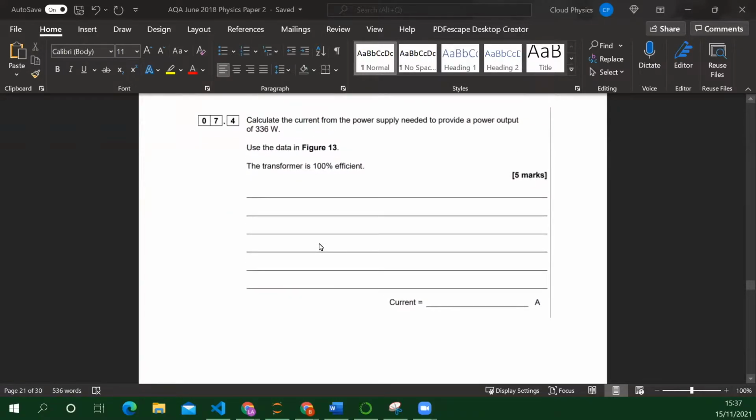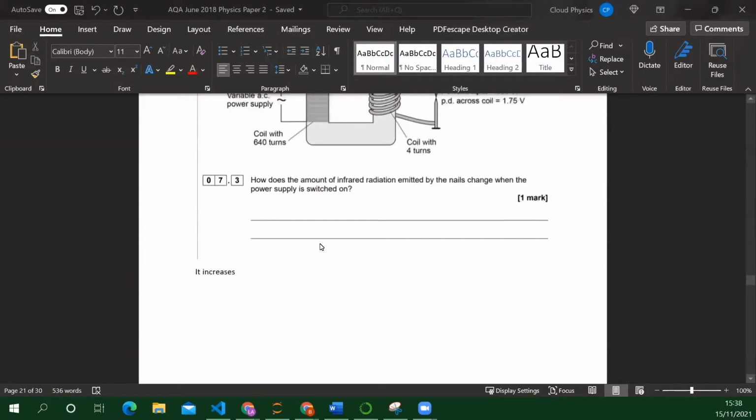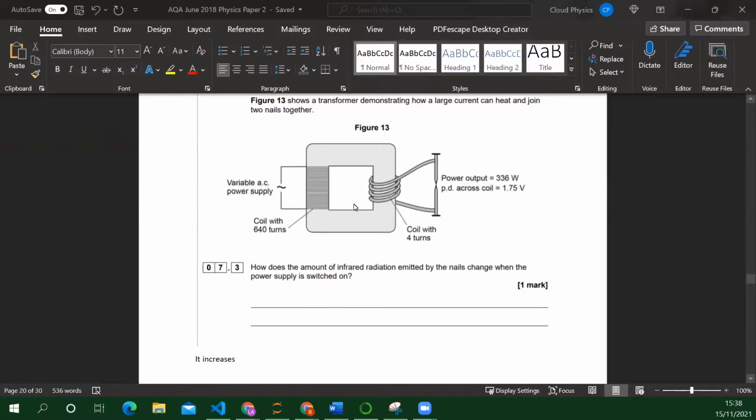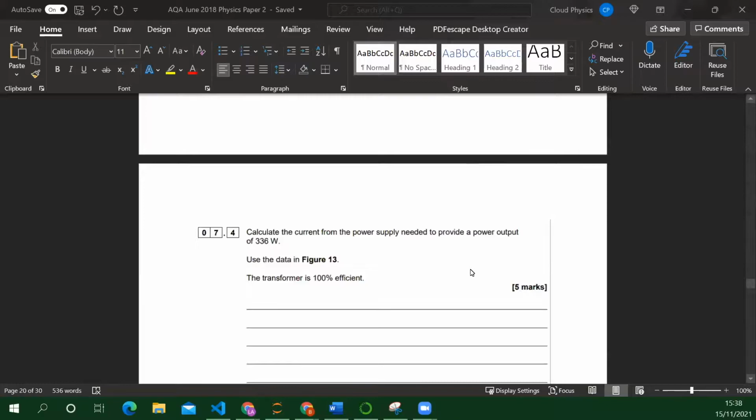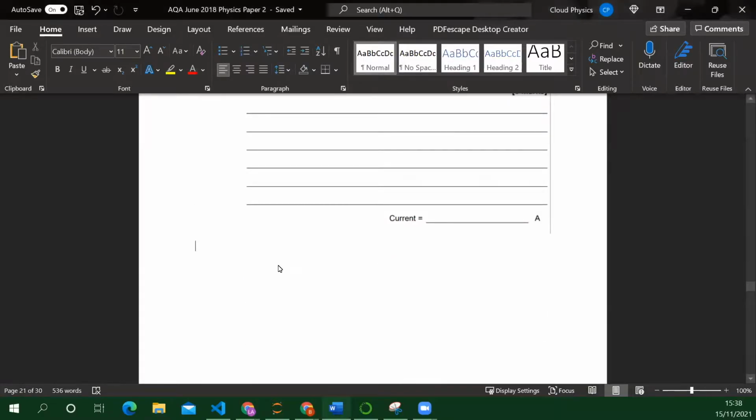Okay, so we've got to this part. Calculate the current from the power supply needed to provide a power output of 336 watts. Use the data in figure 13, so you can look back at here. So obviously the important bits are the numbers. Primary coil, 640 turns, secondary 4. Power output we're told anyway. PD across the secondary coil, 1.7 volts. It's a very dramatic step down transformer.